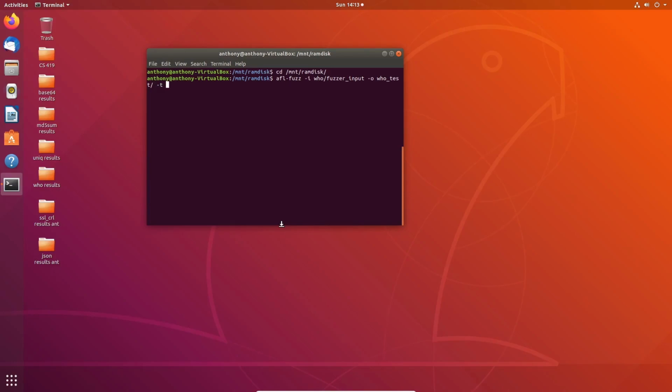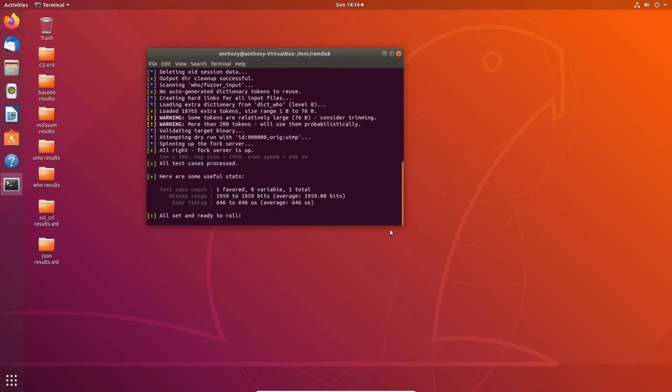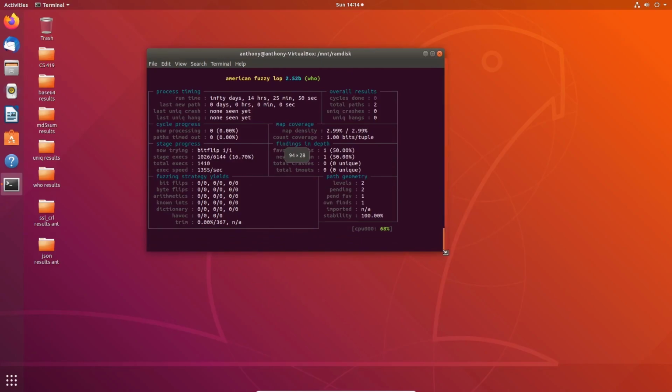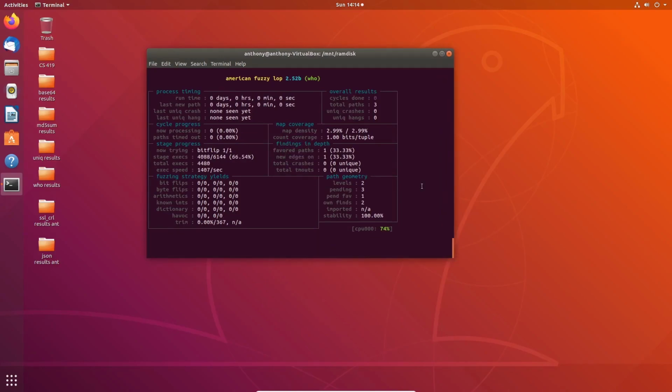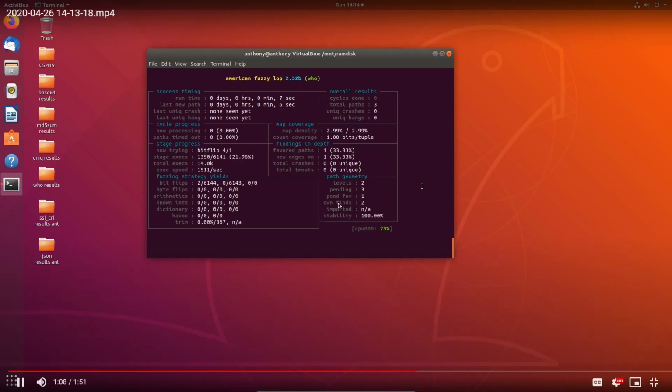But right now, we're just passing in parameters for, first of all, what input we're going to seed first. And so that's the dash I, that is the initial input. The dash O is the output. The dash T is the time between hangs, so how long do we have to wait? And then we actually pass it the program to fuzz. And then this is the output that gets generated.